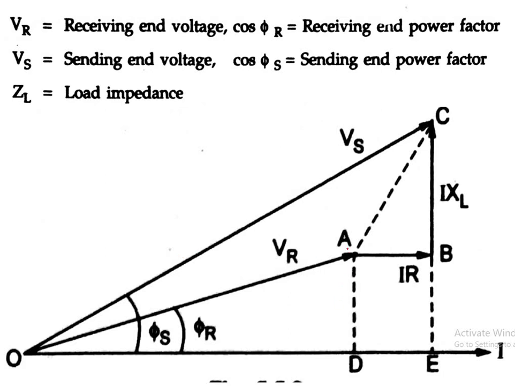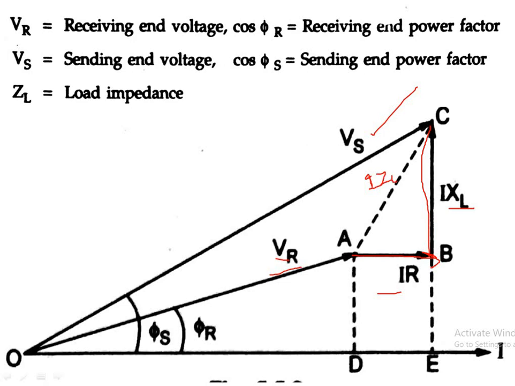With respect to this O to A, that is VR, I can get the IR drop. How will we get the IR drop? I know I is the reference. So draw a line parallel to the line I, that is line AB, which represents the IR drop. Then draw a line perpendicular at the point B, that is I into XL. Now you can see VR plus I into R plus I into XL, you can get Vs. Clear? So this AC is nothing but I into ZL, that is load I into Z.